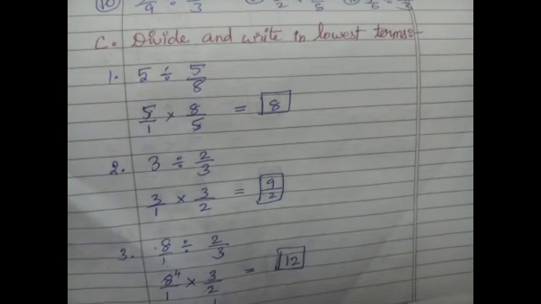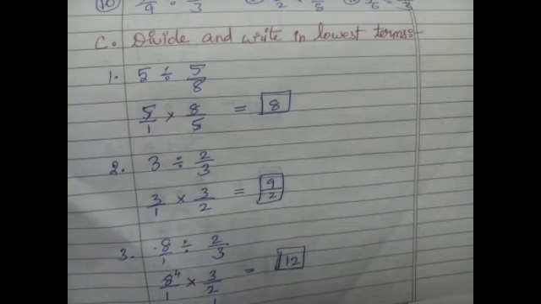And the next is C Roman letter. Divide and write in the lowest term. Same thing as we did in the B Roman letter. 5 divided by 8 by 5. The second number you can take into inverse form, 8 by 5, and then cancel the 5 in the numerator and denominator. The answer is 8. Second one is 3 divided by 2 by 3.